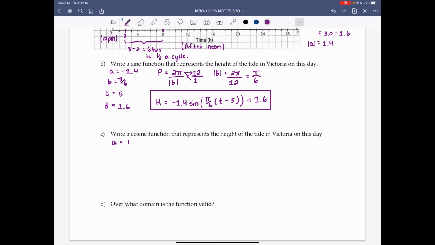Then a is positive 1.4 in this case, b is still pi over 6. C, we shifted over 2 this time, and D is still 1.6. Then our cos function is h equals positive 1.4 cos, bracket pi over 6, bracket t minus 2, close bracket, plus 1.6.